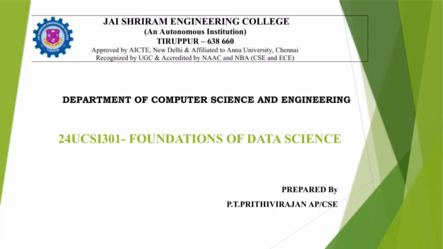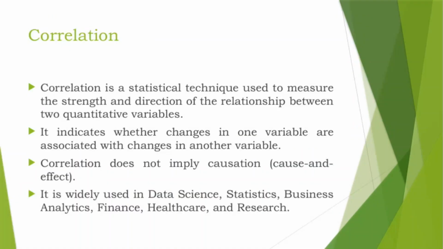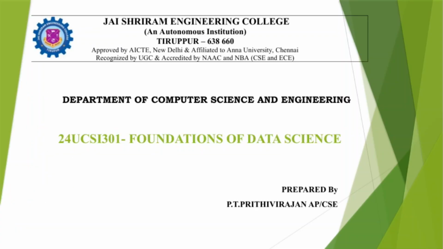Today we are going to study an important statistical concept called correlation. Correlation is a statistical technique used to measure and describe the strength and direction of the relationship between two or more variables. It helps researchers determine whether changes in one variable are associated with changes in another variable.